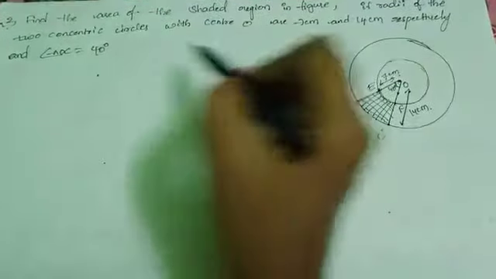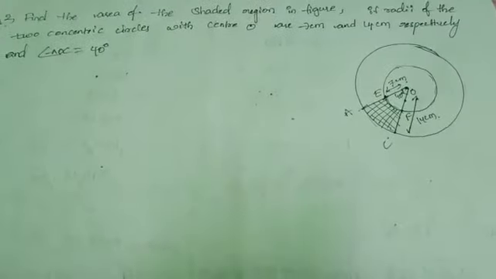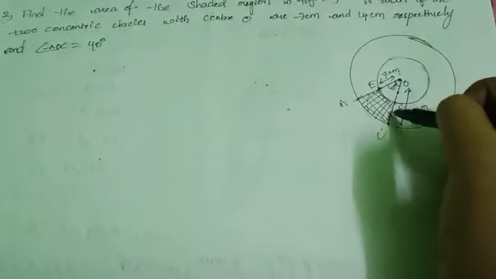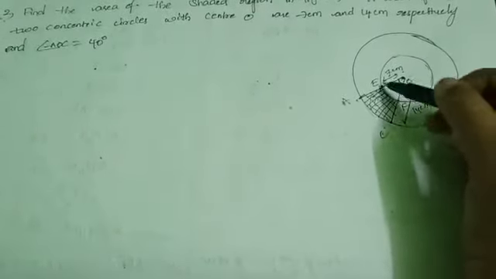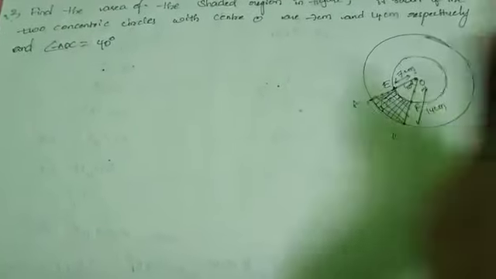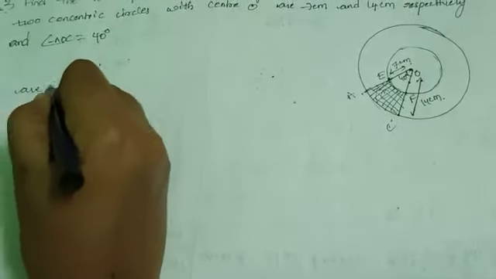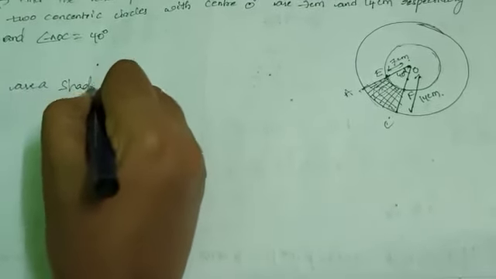And given angle AOC is 40 degrees. Here we have to find the area of the shaded region. Okay, this area, ACFE. Okay, the area of the shaded region.